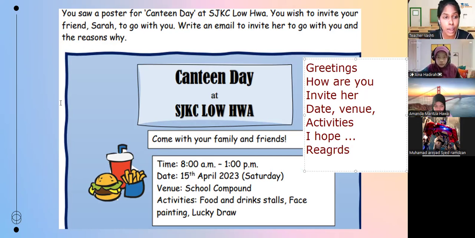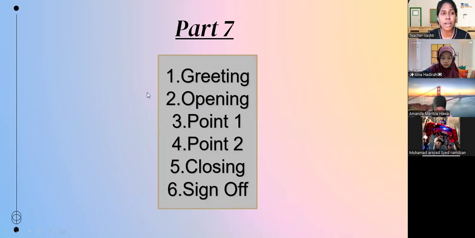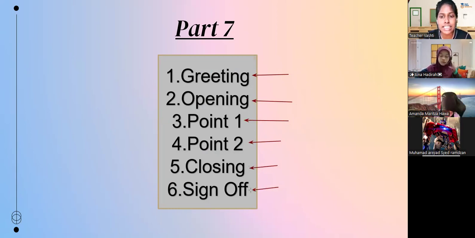This is basically how you are supposed to write. But I'm going to keep it short for you. And this is how you can practice when you're writing part 7. If possible, take some time to memorise this. If you have this in your mind, I'm very sure you will not lose any points, you will not miss anything. So whenever you're writing, the first one should be greeting, number 1. Number 2 is opening. Number 3 is point 1. Number 4 is point 2. Number 5 is closing. Number 6 is sign off.